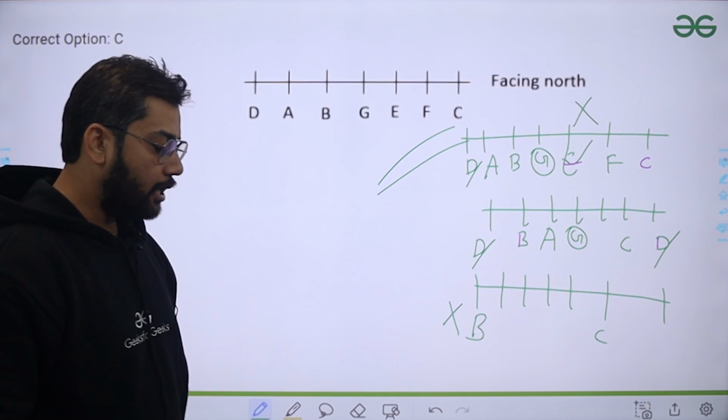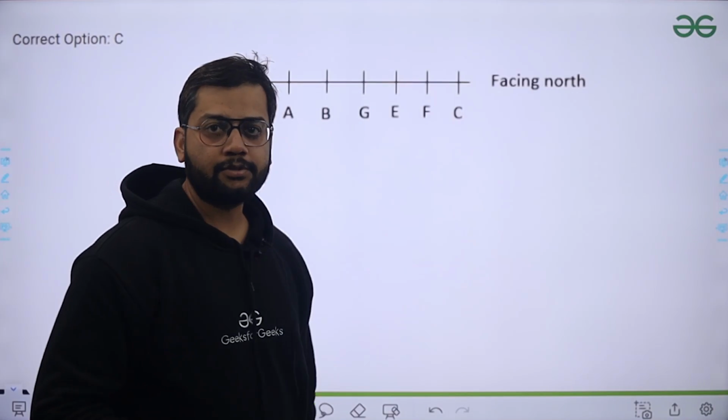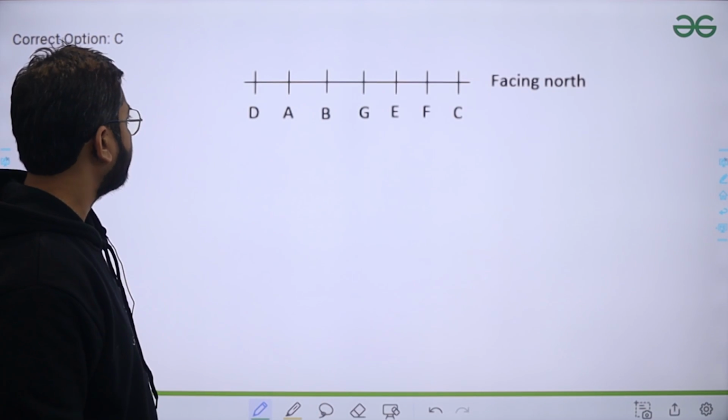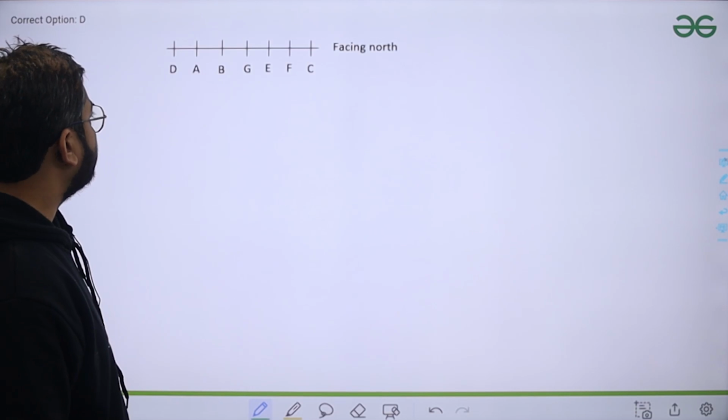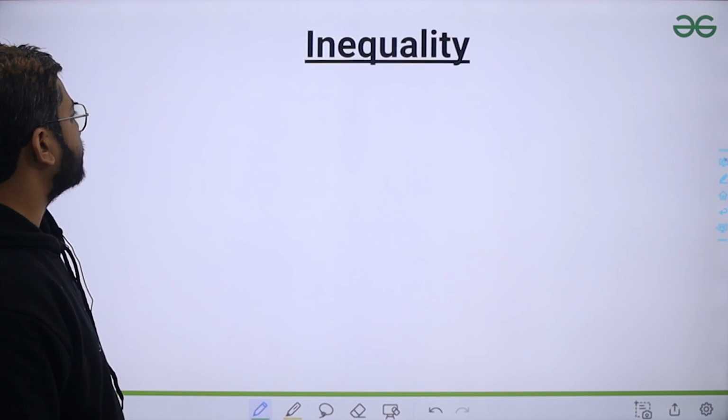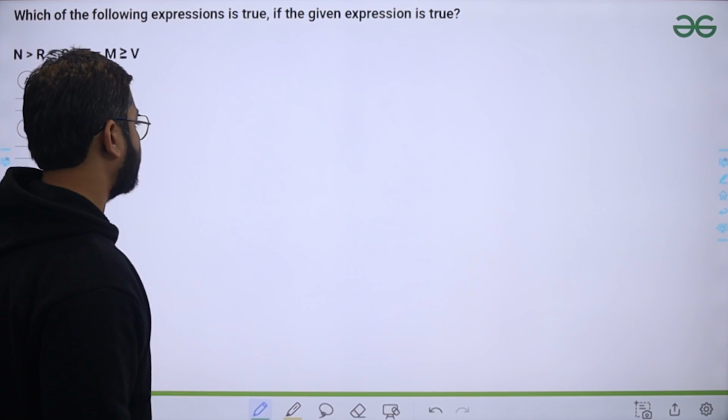ऐसे क्वेश्चंस को एलिमिनेशन करके आप क्वेश्चंस को बना सकते हैं. Who among the following is extreme end. अब आप डायग्राम पता कर लिए तो आपके लिए ज़्यादा डिफिकल्ट नहीं है, आप तो आराम से कर सकते हो. ठीक है. अब इनइक्वलिटीज के क्वेश्चन.